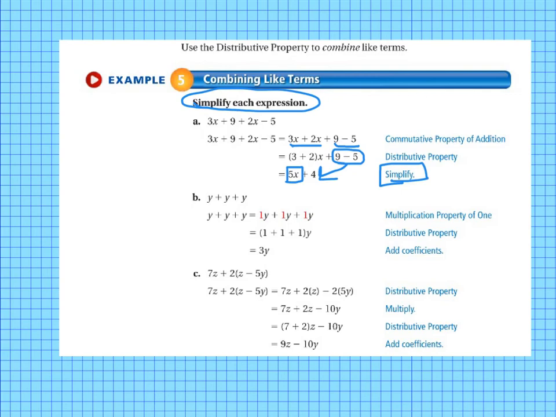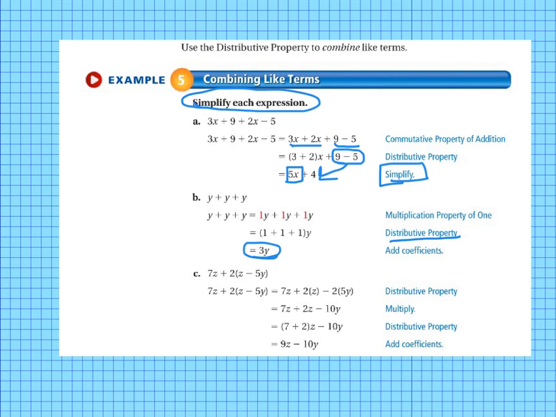Let's look at letter B. We need to remember that each of these y's, since there's no coefficient in front of it, its coefficient is 1. So we have 1y plus 1y plus 1y, so that's 1 plus 1 plus 1 times y, using the distributive property, and 1 plus 1 plus 1 equals 3 times y. So our simplified expression is 3y.